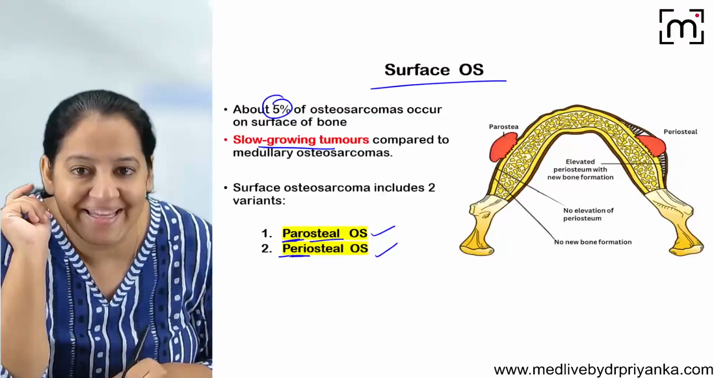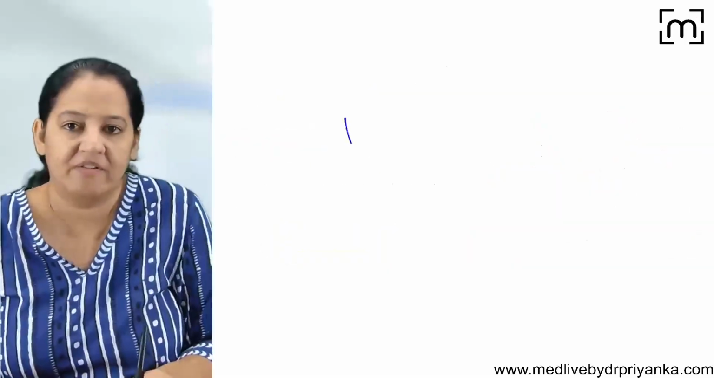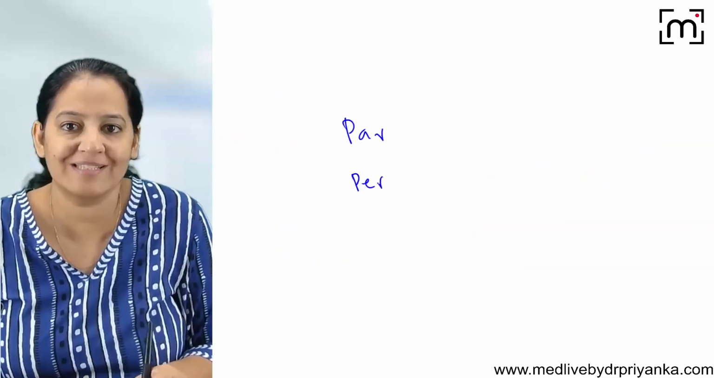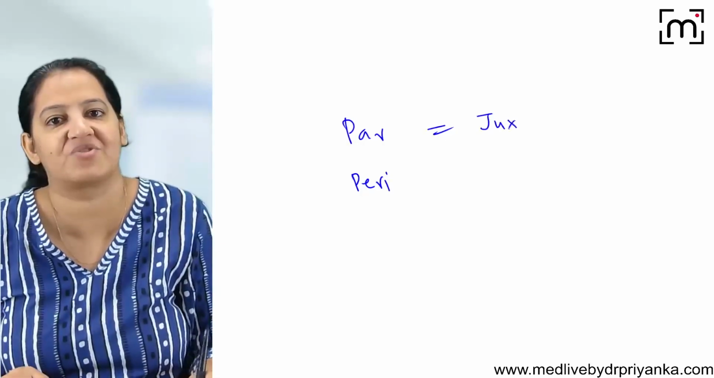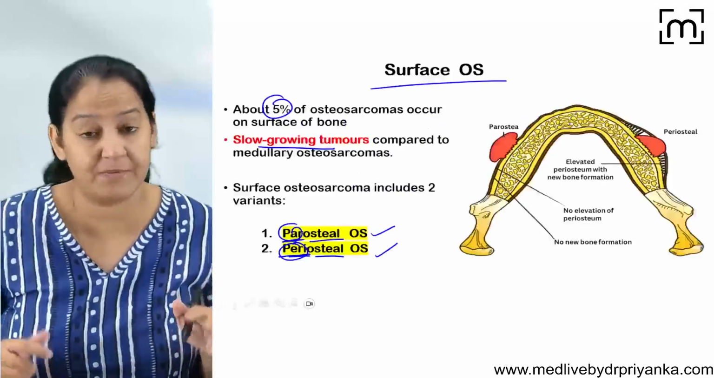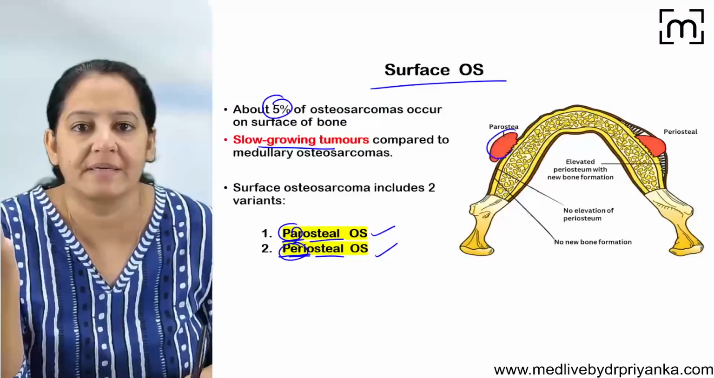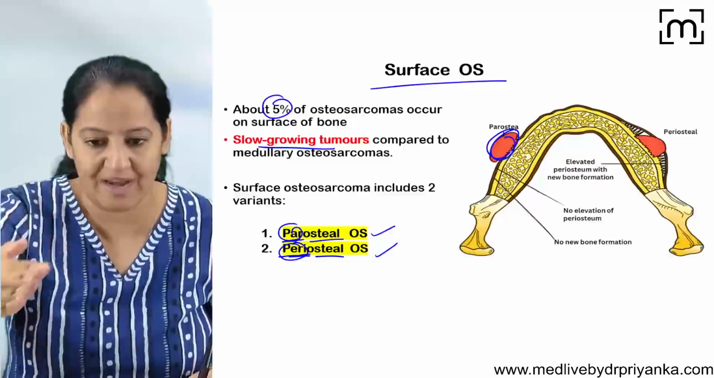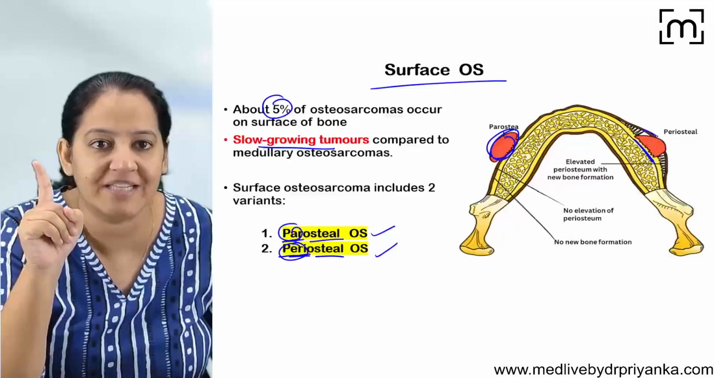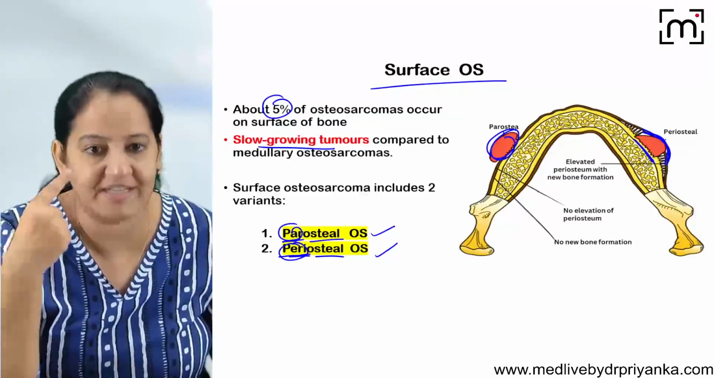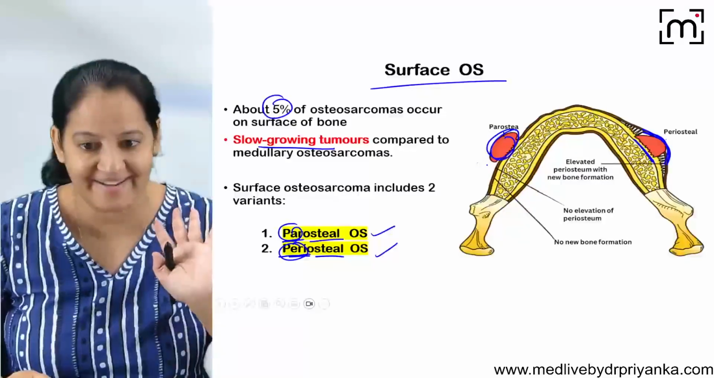And the second is periosteal. So there is a difference in par or peri. One is parosteal, one is periosteal. Now see the difference between them, you will understand. The parosteal arises outer to the cortex. It grows longitudinally also, laterally also, but outer to the cortex. Periosteal is between the cortex and the periosteum. Parosteal is outer to the periosteum also. Okay, so that is the difference.